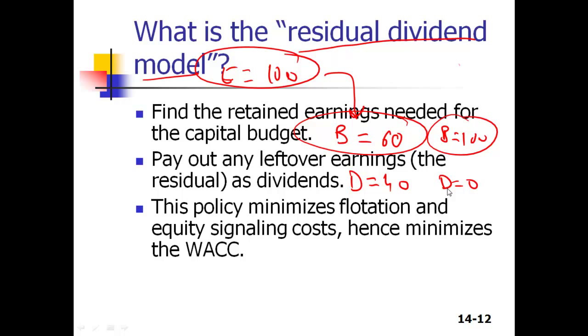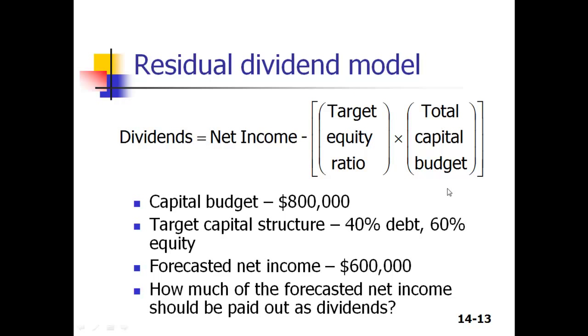You get it? Okay. So now let's get a little more formal. What's the residual dividend model? This is where dividends are equal to net income minus target equity ratio multiplied by total capital budget. Now I want you to stare at this for a couple of minutes and try to make sense of this. Do you understand this? How many people understand this? A partial group partially understands this. Let's see how this goes.